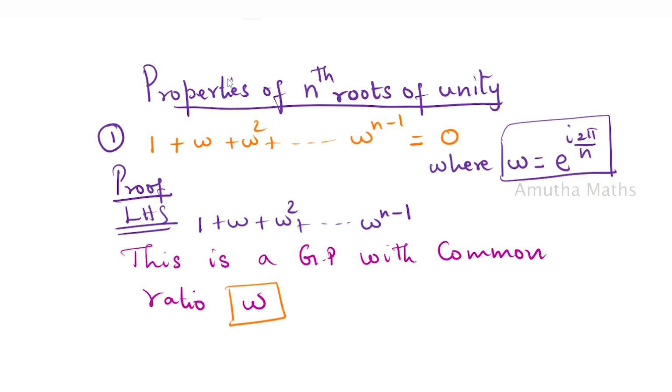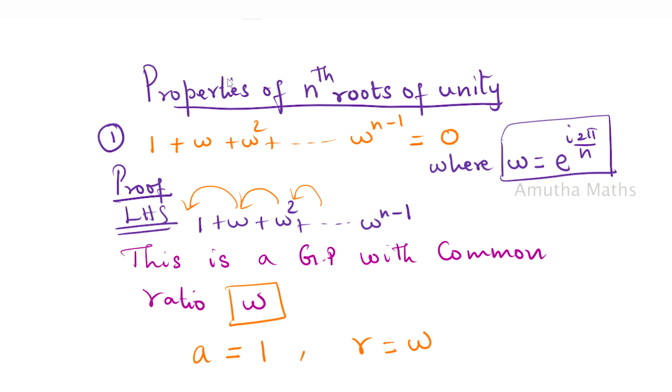What is omega? Omega is e power i into 2 pi by n. Why are we saying it is a GP? Second term by first term gives what? Omega. Third term by second term gives what? Omega. Then fourth term by third term gives what? Omega. So the common ratio is omega. What is the first term here? First term is a, so a is equal to 1. And the common ratio is omega.